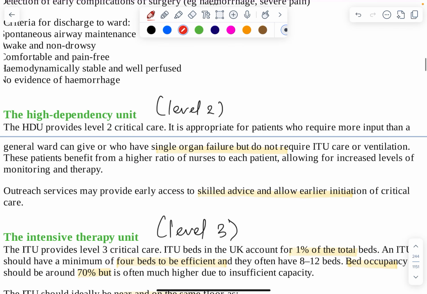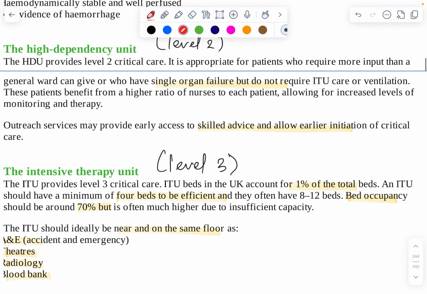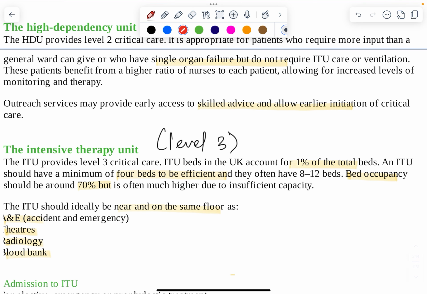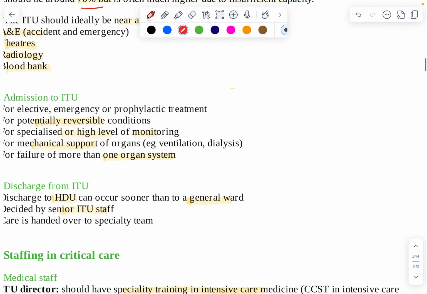The high dependency unit, HDU, provides level 2 grade care for patients who require more input than a general ward can give, such as single organ failure, who do not require ITU, the intensive therapy unit, again level 3. ITU beds in the UK account for 1% of the total beds, and 4 beds are considered sufficient as a minimum. They often have 8 to 12, but bed occupancy is 70%. ITU should ideally be near, on the same floor as, the theaters.